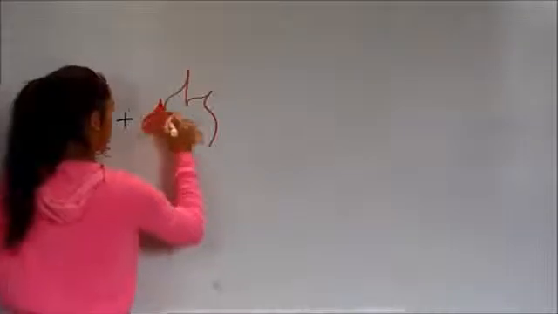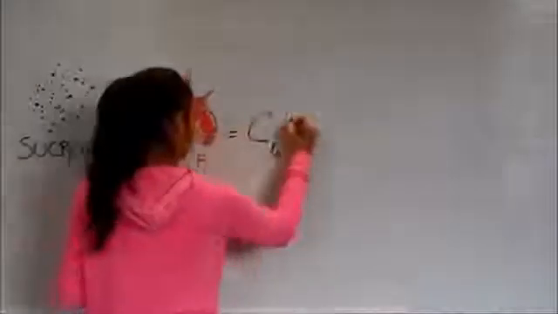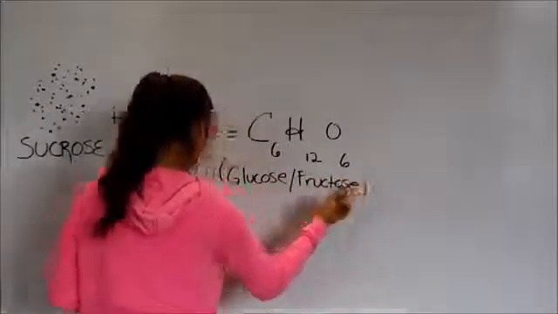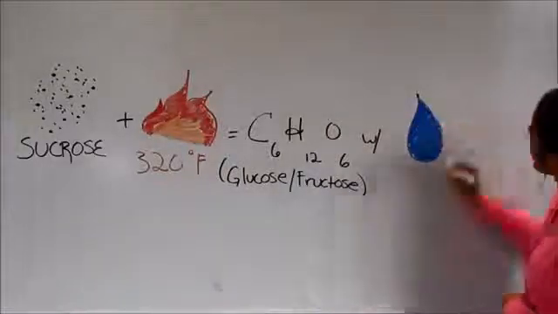When sucrose is heated to above 320 degrees Fahrenheit, it begins to caramelize, resulting in glucose or fructose. Water is produced as a byproduct, evaporating in the form of steam.